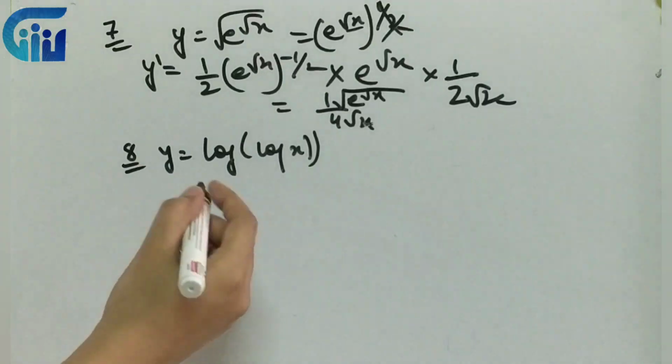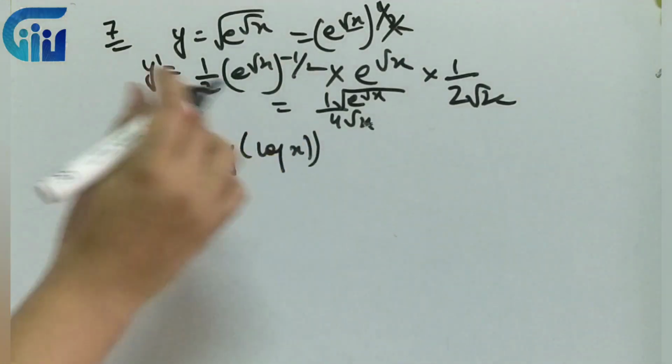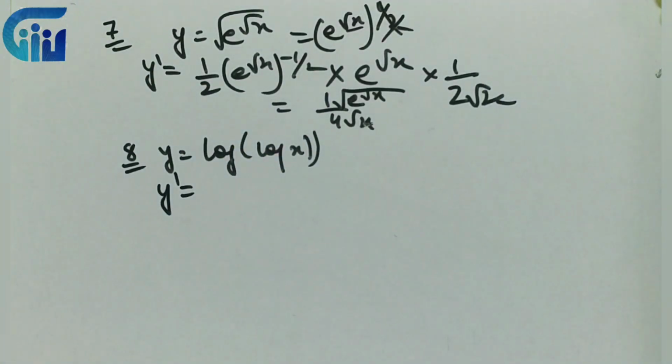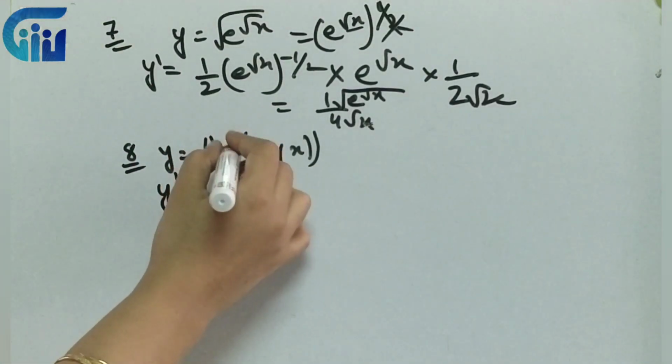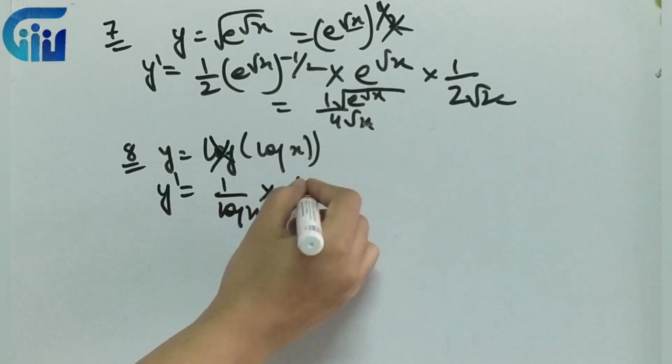अब इसी तरह क्वेश्चन नंबर 8 है. So what do I observe? Log of log x. मल्टीप्लीकेशन नहीं है, अगेन log of log x. So log का फंक्शन जो है वो log x है. So log का डेरिवेटिव 1 upon log x. इसका काम हो गया. अब log x का डेरिवेटिव 1 upon x.